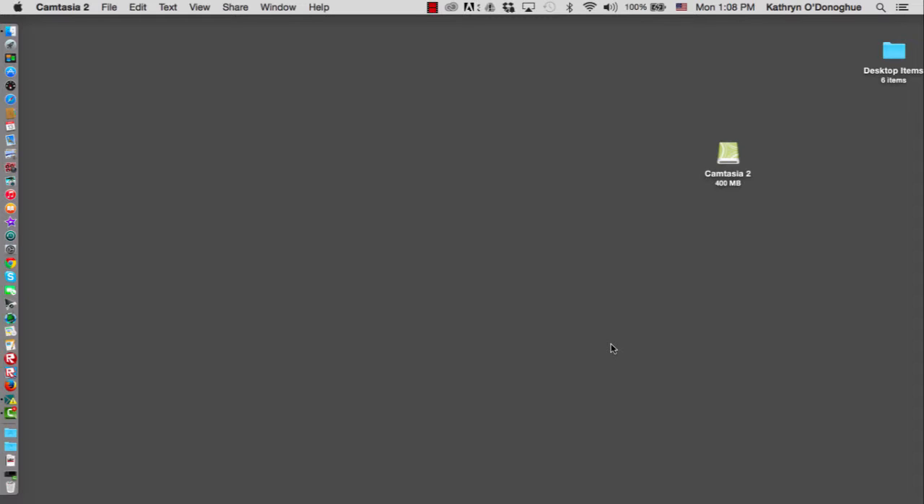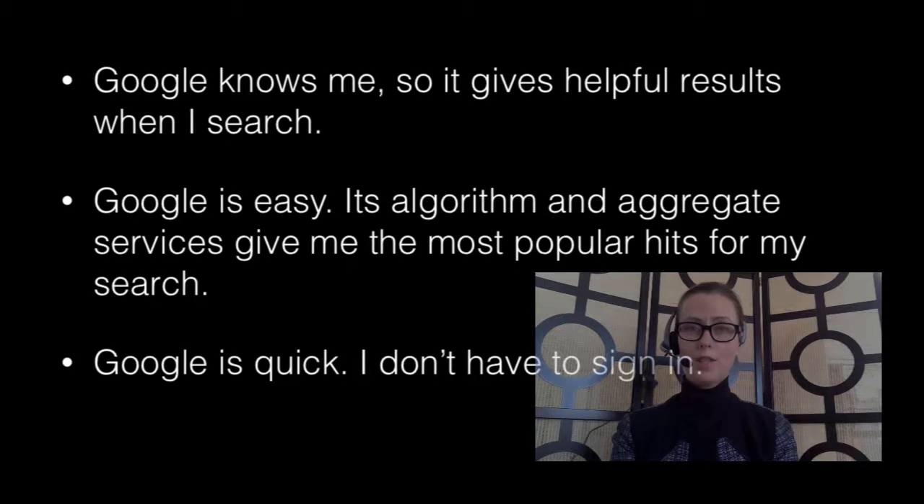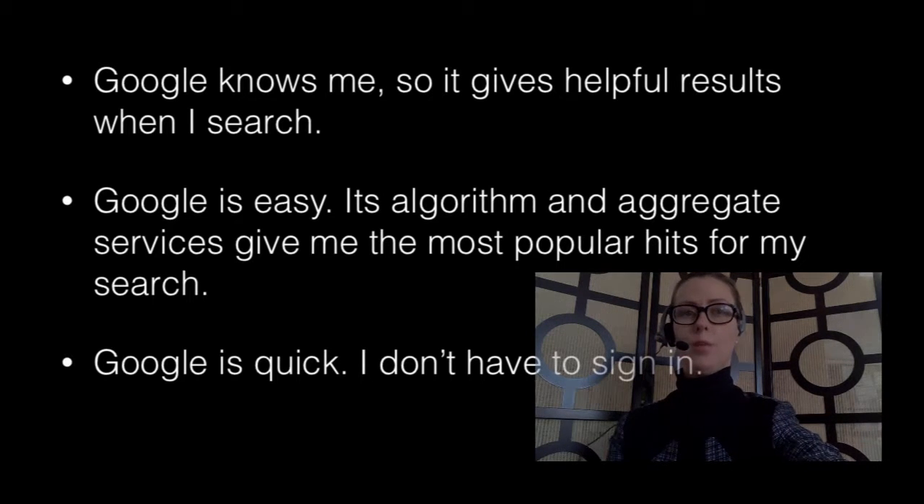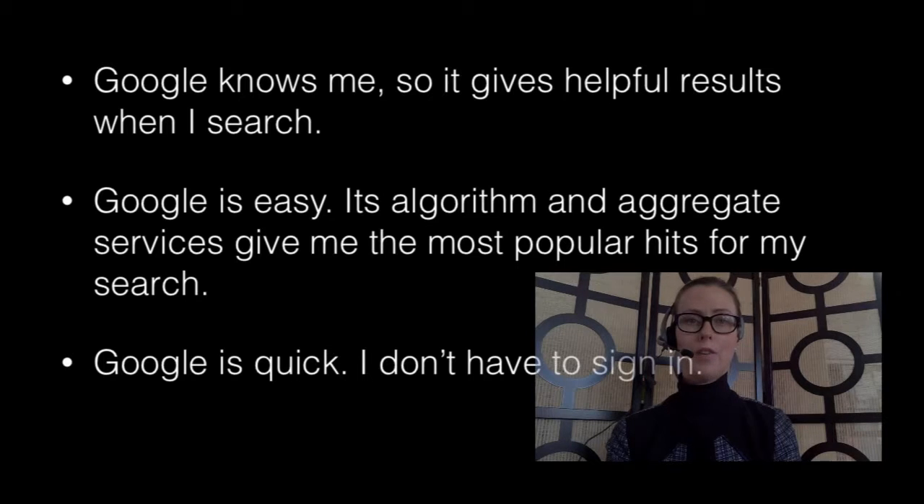First of all, though, it's helpful to clarify some differences between research on the internet using a search engine like Google and library research. Things the internet does well. Google knows me, so it gives helpful results when I search. For example, Google knows that I tend to shop for shoes and housewares. That's why ads from Zappos and Overstock come up in my sidebar. This type of directed search is helpful when I want to find a restaurant, a recipe, or a great pair of shoes, because Google has so much information on me that it automatically narrows my choices to ones that I am more likely to be interested in.